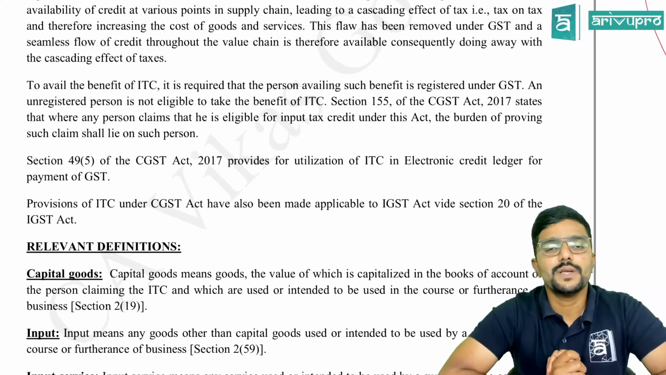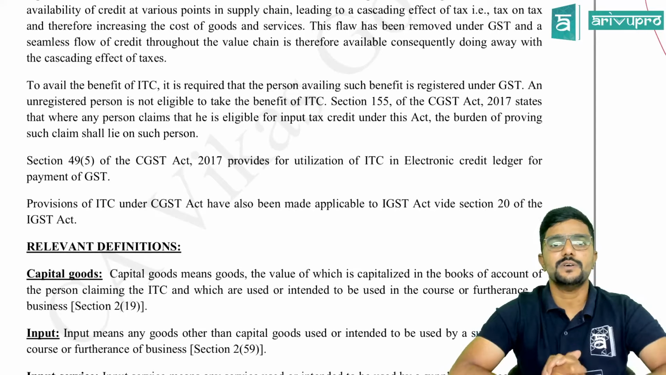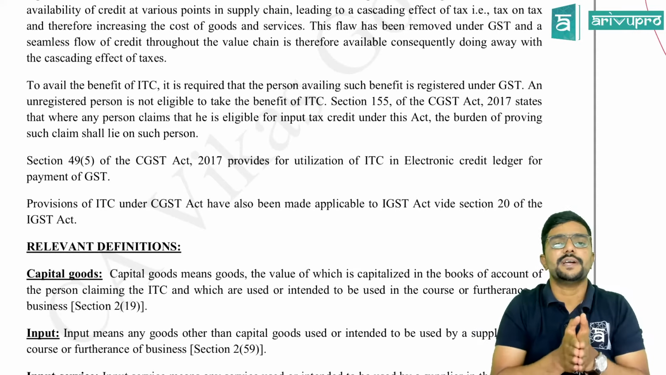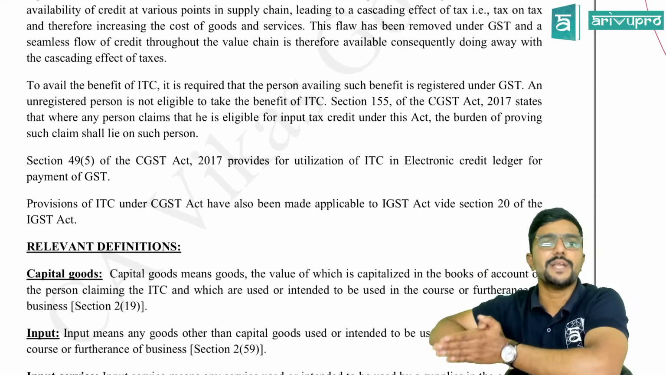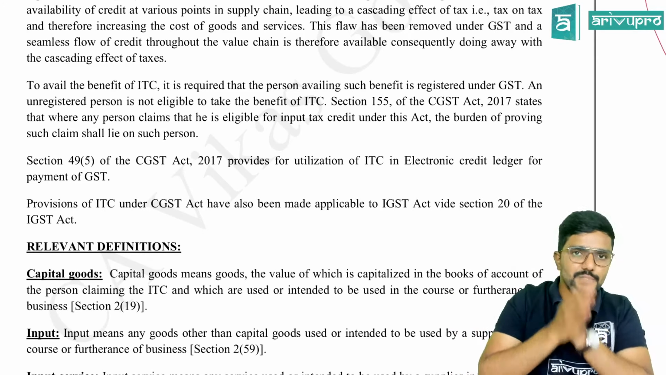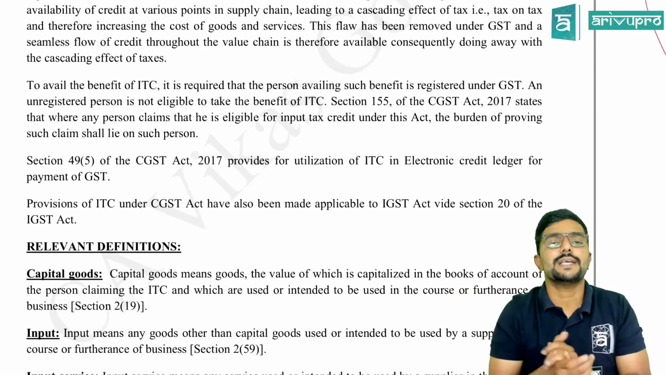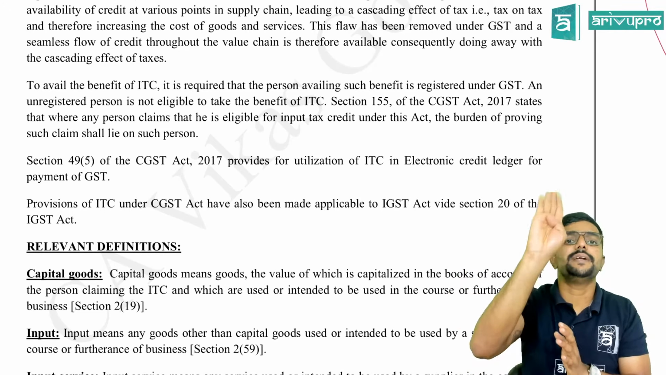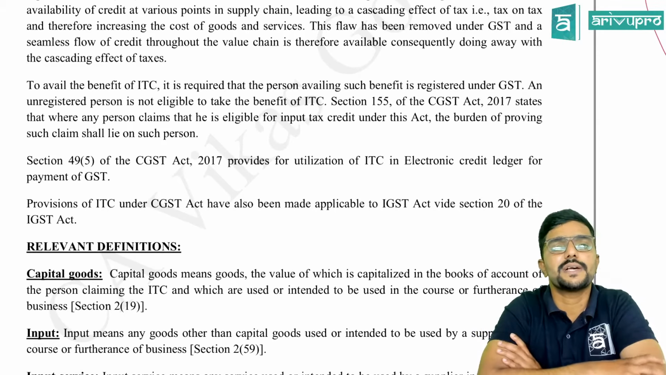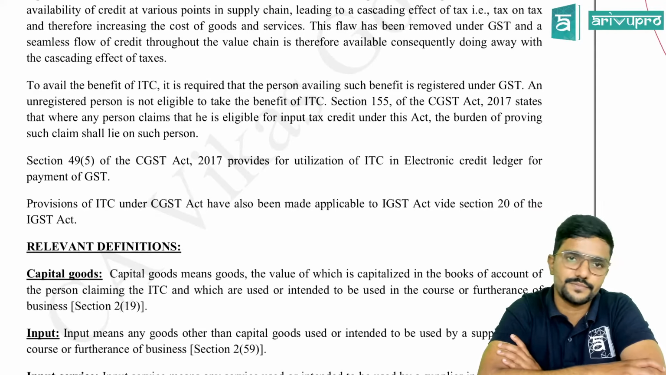But as of now, the electronic credit ledger is important for you because we are dealing with input tax credit. So in the electronic credit ledger, whenever a person is eligible for a credit, the credit will be credited to the electronic credit ledger and he can use it. And when he is using it to pay output tax, or adjusting the input tax against the output tax, in that case it will be debited in his electronic credit ledger. Is that clear, guys? Yes.